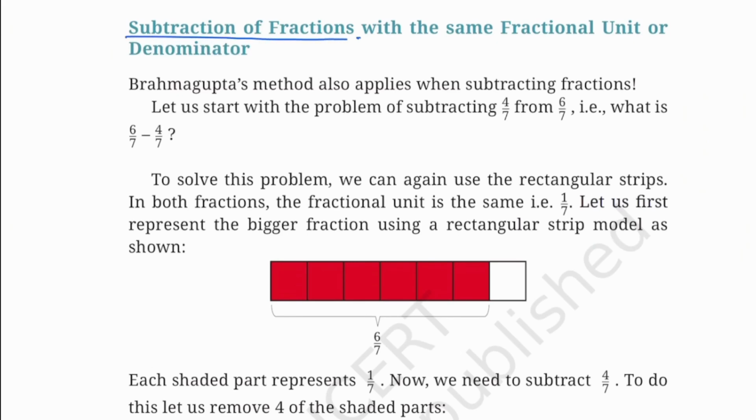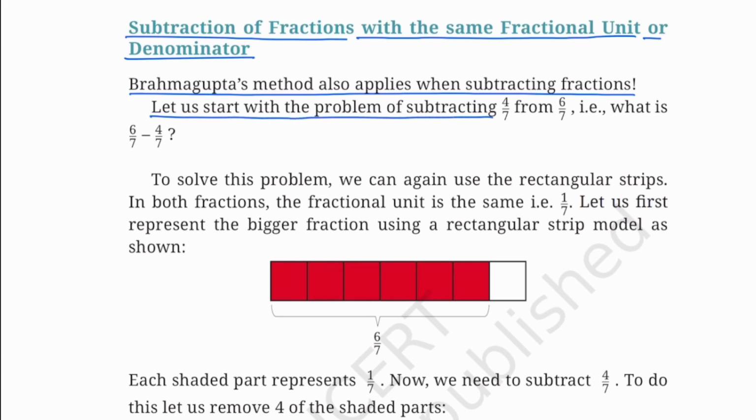Subtraction of fractions with the same fractional unit or denominator. Brahmgupta's method also applies when subtracting fractions. Let us solve the problem of subtracting 4 upon 7 from 6 upon 7, that is, what is 6 upon 7 minus 4 upon 7. Since the denominator is the same, you can say the answer is 2 upon 7.